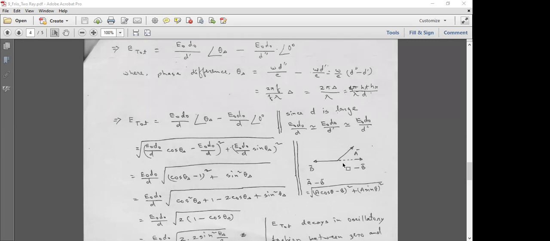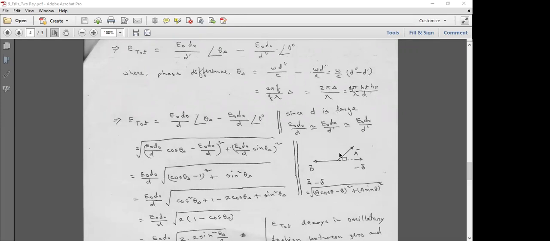So you can write A vector plus minus B vector. A vector minus B vector. Let's show it on the figure this way, A vector plus minus B vector.